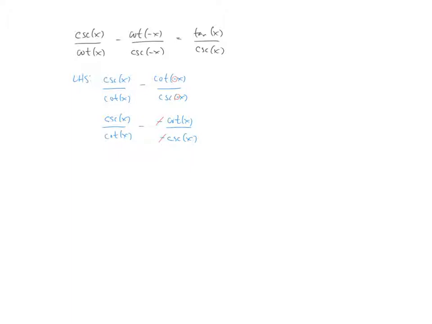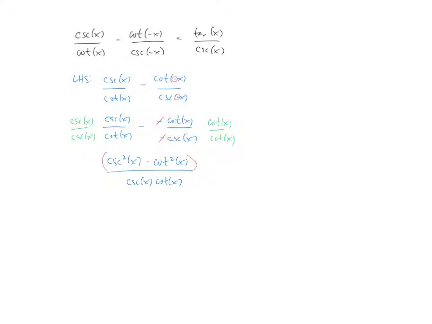My LCD would be cosecant cotangent, so I would need a cosecant of x over cosecant of x, and a cotangent of x over a cotangent of x. So again, be very, very clear on how you show that. When we put it together, we get cosecant squared of x minus cotangent squared of x all over cosecant cotangent. And now, this numerator right here, I want to focus on it for a second.